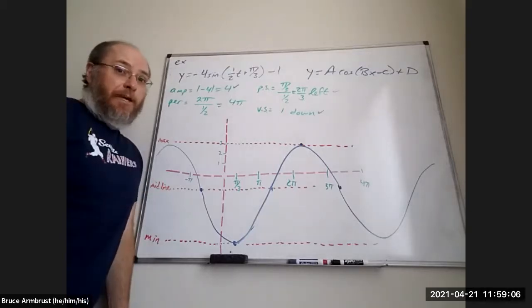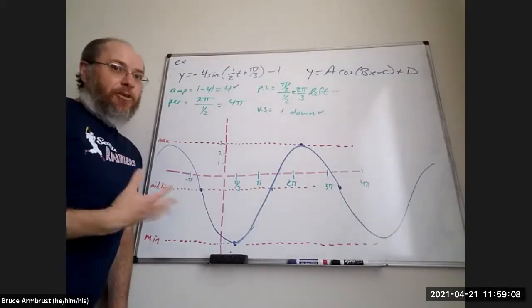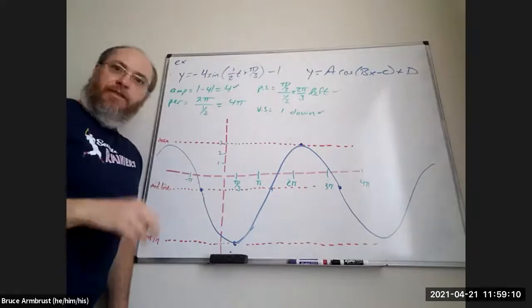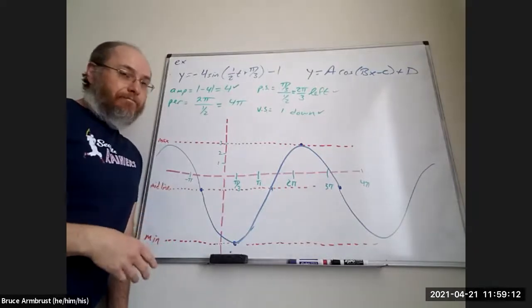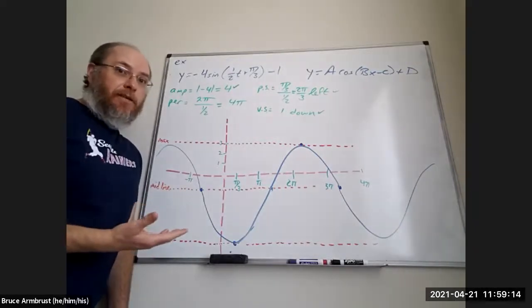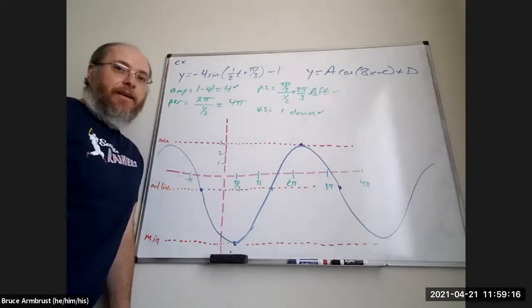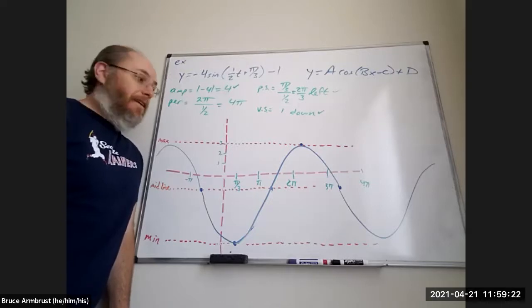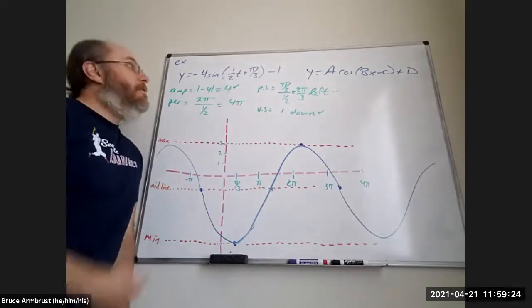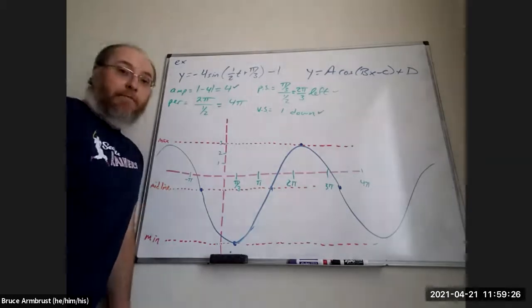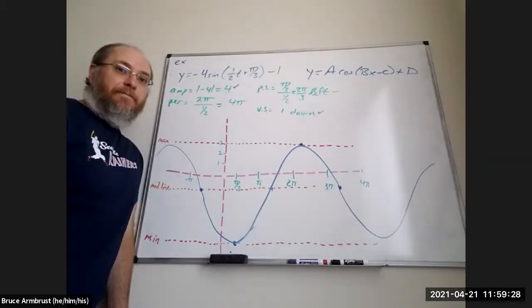If you know your transformations, you can get graphs of these waves super easily. And you don't need technology to do it, right? So when you're stuck on that deserted island with Tom Hanks and the volleyball, you're going to be able to get off it if all you got to do is draw a graph of minus 4 sine of 1 half t plus pi over 3 minus 1. I'm waiting for that day.